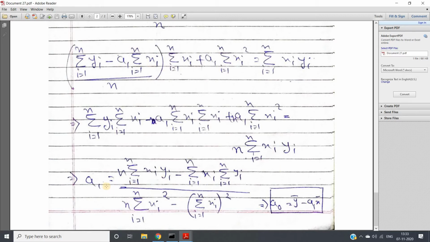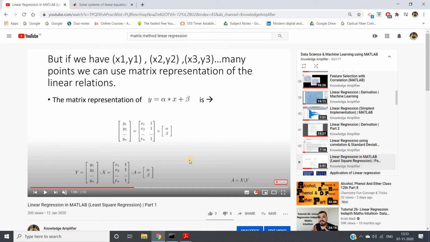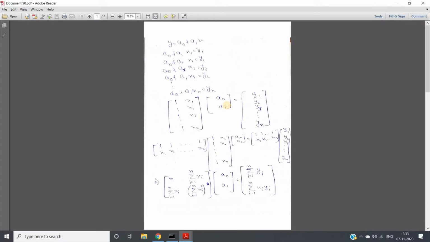Now let us check whether we get the same expressions for a1 and a naught from this matrix method, because if we get the same coefficients a naught and a1, where a naught is basically beta and a1 is alpha, then we can say that this method is also good. If the matrix method gives the same result, that means it is correct, right? So let me go to this derivation now.